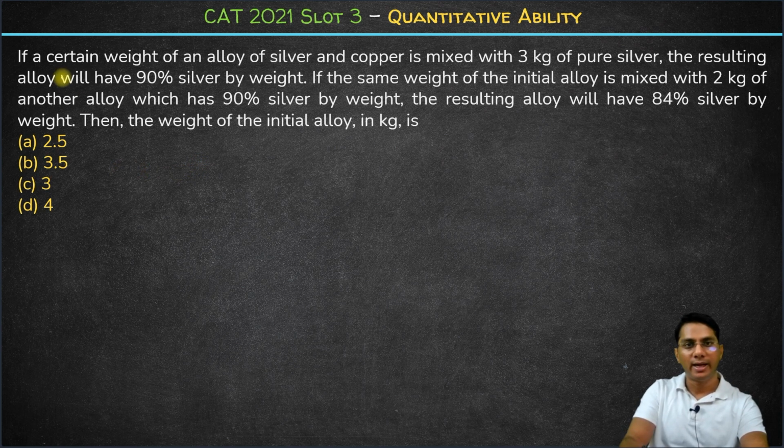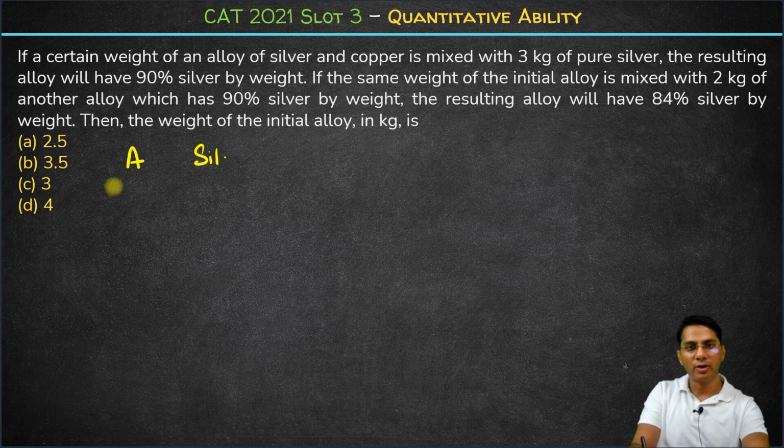Hi. Here we have an alloy of silver and copper mixed with 3 kg of pure silver. The quantity of alloy we don't know, so let's say x kg is mixed with 3 kg of silver. This is the quantity that we are talking about.